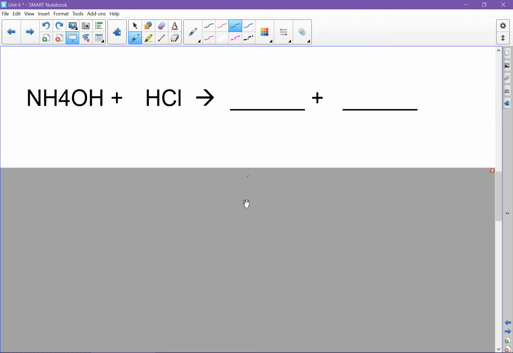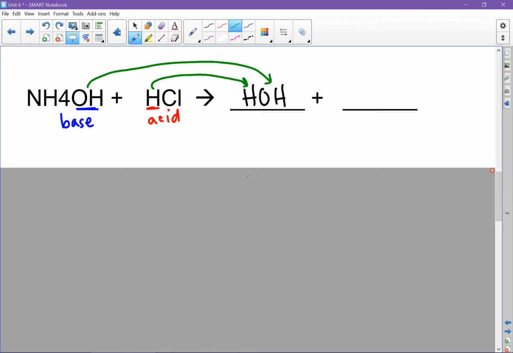Now for this one, let's take a look. Our acid is here because it starts with an H. Our base is here because it has an OH at the end. So we know we have to make water, which is HOH. So the base donated the OH part, and the acid donated the H part. That means the leftovers, this NH4 and this Cl, are what's going to form my salt.